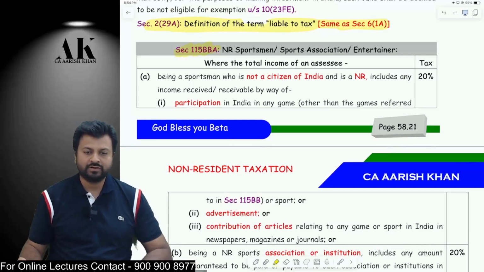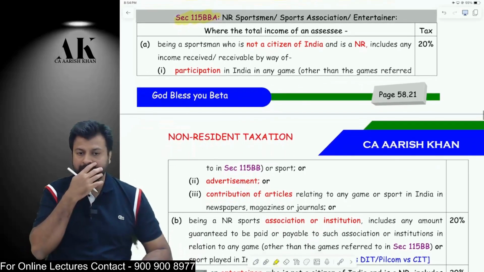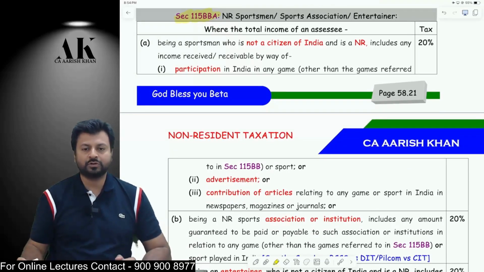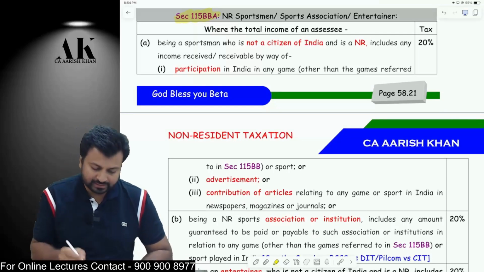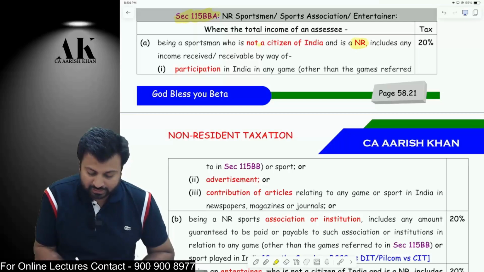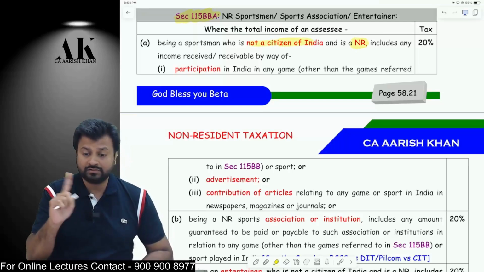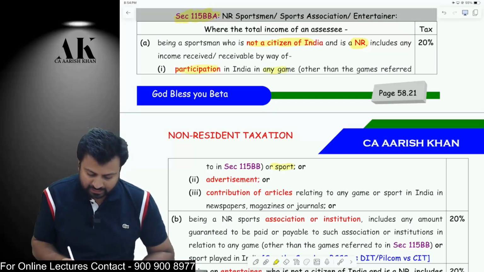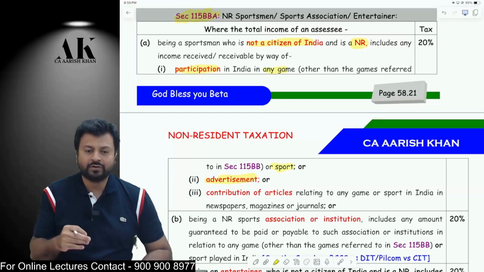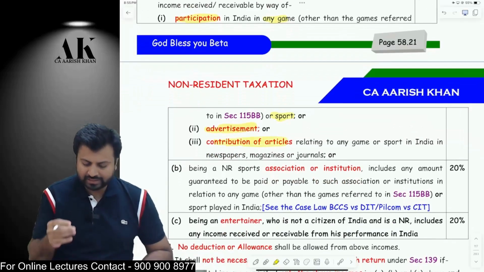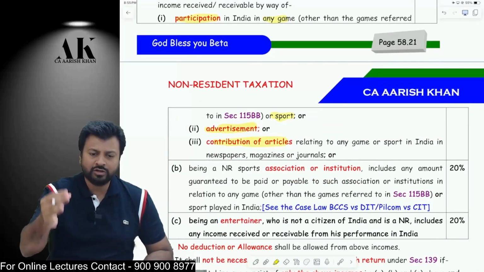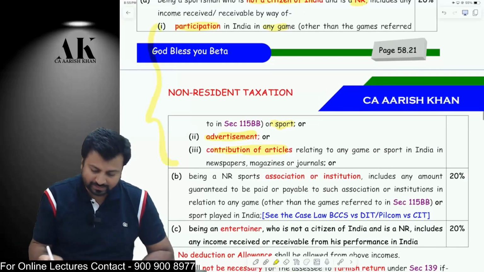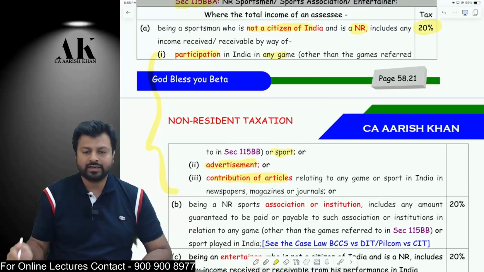for examination. 115BBA and section 194E, that is non-resident sportsman, non-resident sports association and entertainer. Let's see. If there is a non-resident sportsman who is not a citizen of India, he should not be a citizen of India. Be very careful. If he participates in any game or any sport in India, or if he earns any income from advertisement or contribution of any article in any newspaper, magazine, etc., all three of them will be subject to flat 20% tax under the income tax law. Okay.